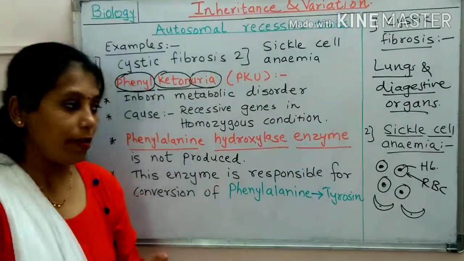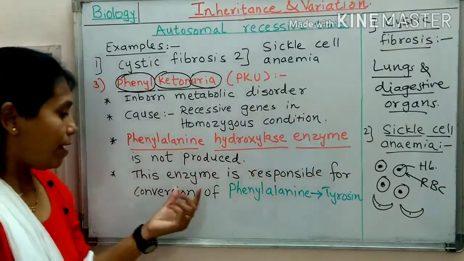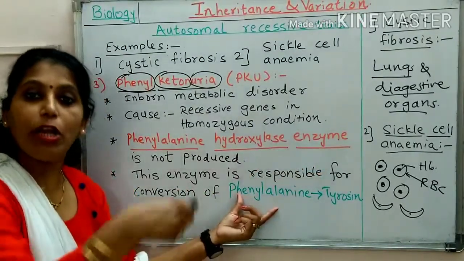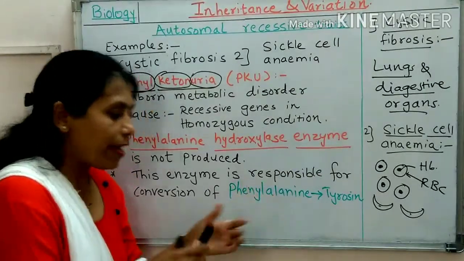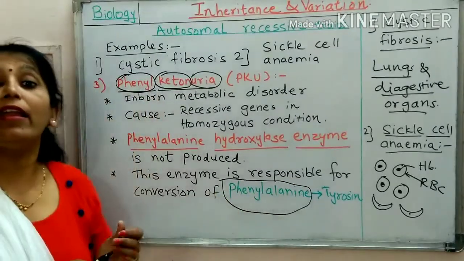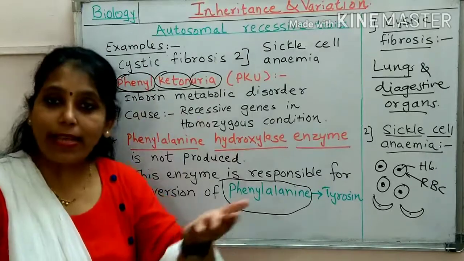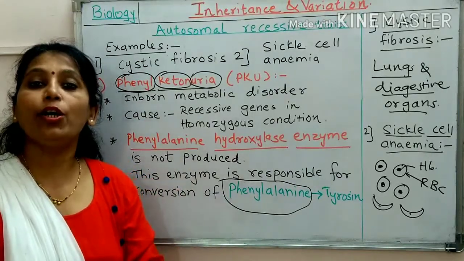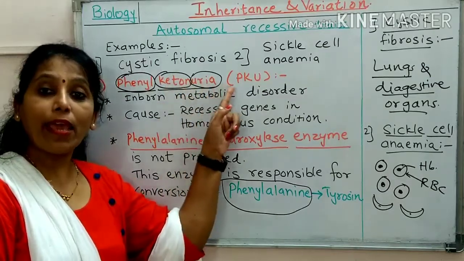But if this enzyme is not produced, what will happen? This phenylalanine will not convert into tyrosine, right? So this phenylalanine starts depositing in our blood, and when it becomes excess, it comes in the urine also. That's why it is called PKU.